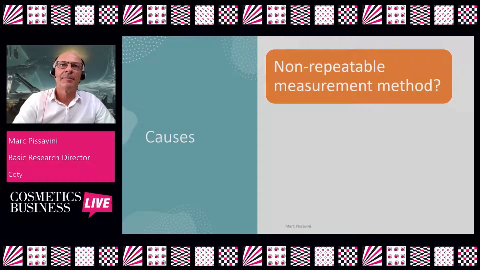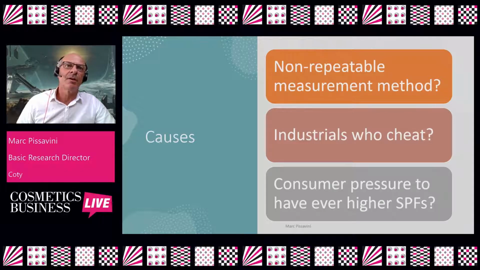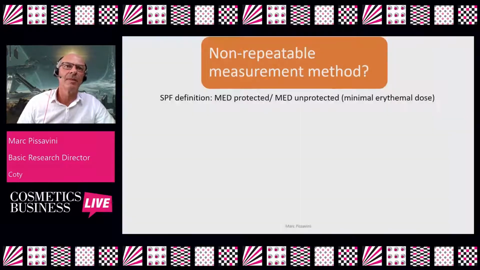Before explaining what could be the causes of that, let's look at what the causes could be. The first cause could be the measurement. Is the method good or bad? Or is it due to the industrial side, or is it due to the consumer? Before looking at the first hypothesis, let's take a look at the method of calculating the SPF, just to remind some of you.